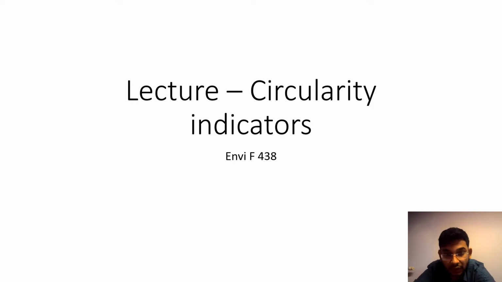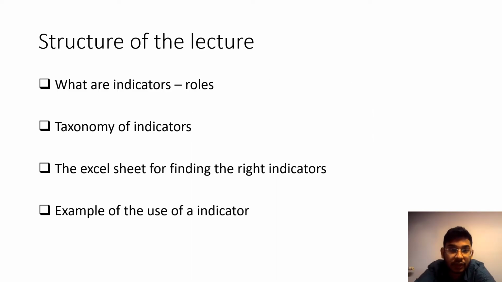And let's go to the first topic of the day, the circularity indicators. So this will be the structure of the lecture. We will first discuss what are indicators, so what are the roles of the indicators, and then we will go to the classification of these indicators. So we will talk about what's called the taxonomy of the indicators. And then I found something very interesting for you. There is this researcher who came up with an Excel sheet for finding the right indicators. I'll explain a bit about how to use that Excel sheet, and then we will see a small example of the use of such circularity indicators.